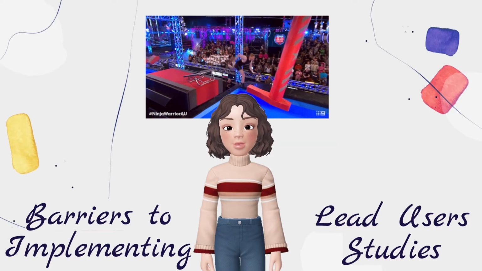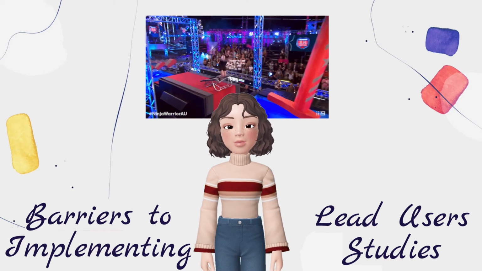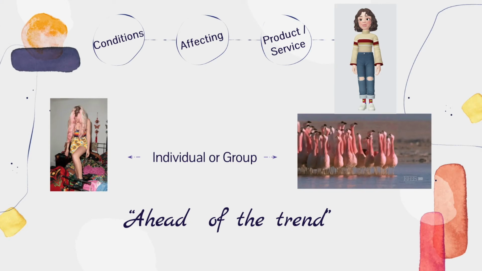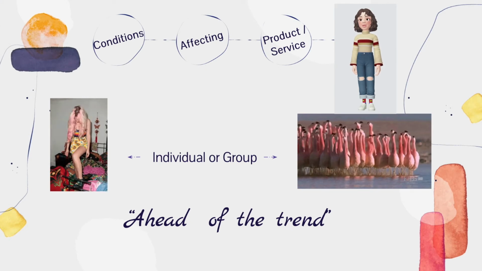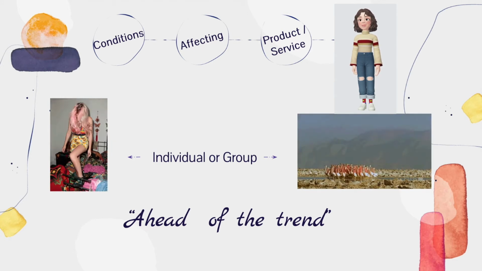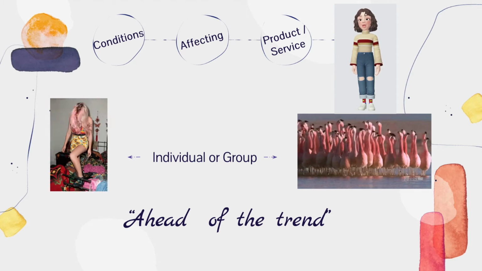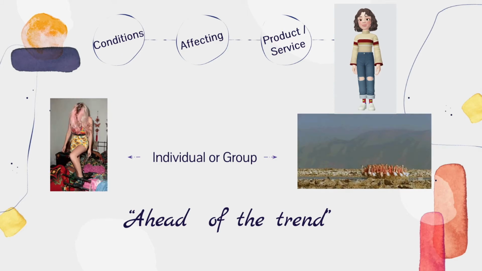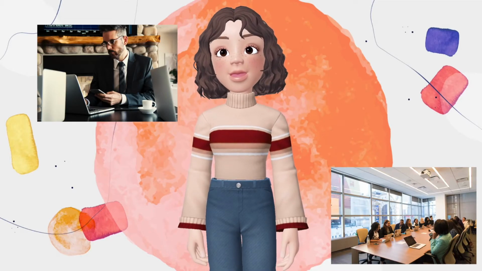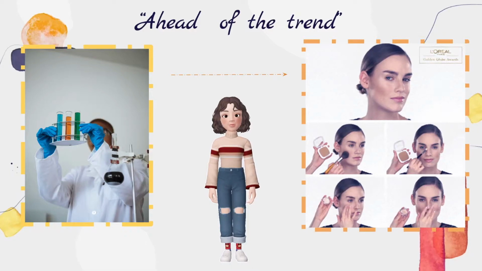Not everything is rosy when we talk about this type of study, so let's talk about barriers to implementing lead user studies. Whenever conditions affecting a product or service category are shifting, lead users will always exist, regardless of whether there are individuals or groups who want to be ahead of the trend. Some users will always expect more benefits than others. People or companies, including managers, looking to do a study of their primary users get useful information in an immediate and intuitive way. To understand this, I will give you an example.